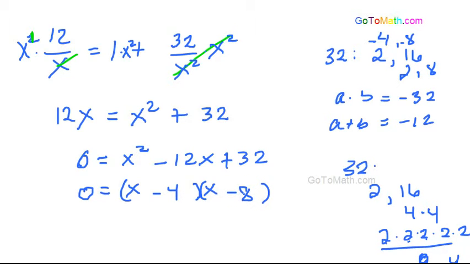Wow. That's what I'm talking about. So 4 and 8 are the 2 solutions, right? That gives me positive 32 and a negative 12. Okay.